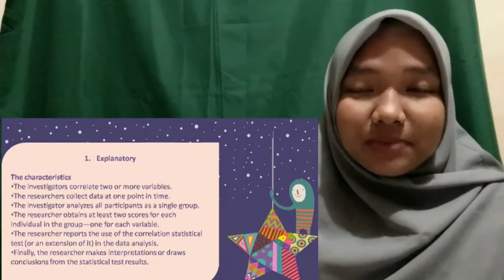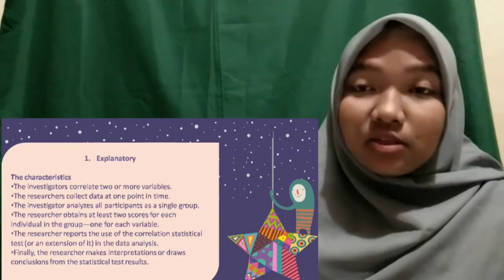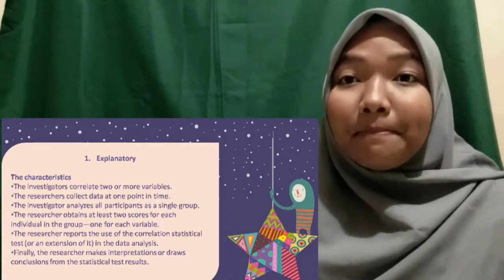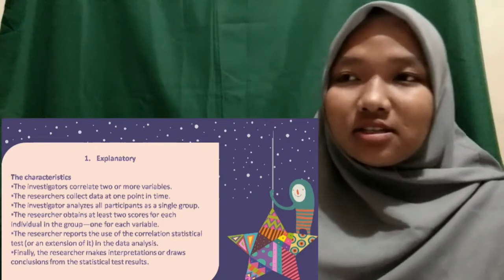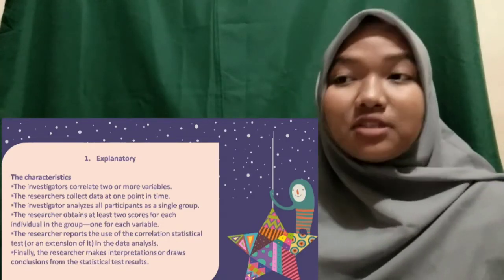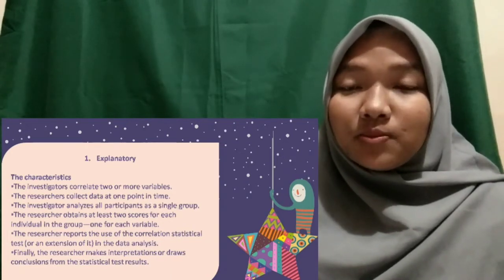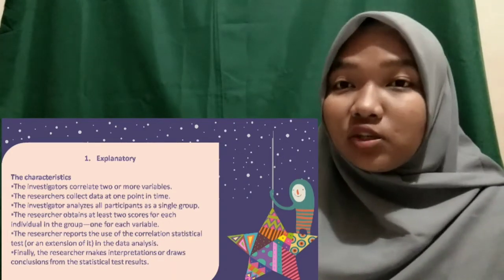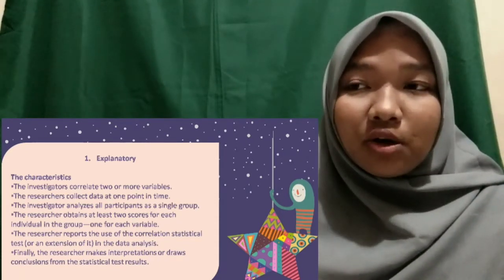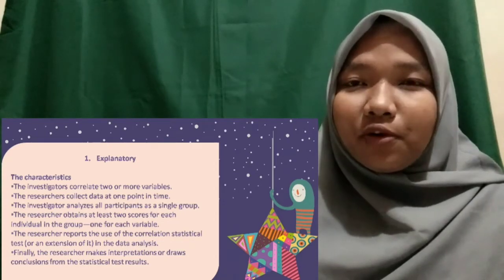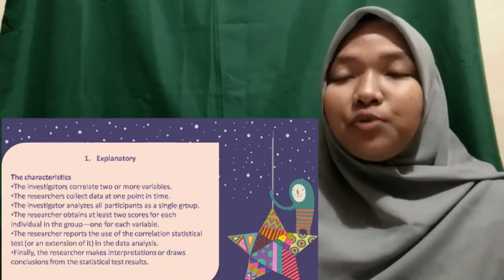For the explanatory, the explanatory is to explain the association between or among variables and the characteristics here, such as the first one is the investigators correlate two or more variables. As I said before, this explanatory sees the association between or among variables. So that means the investigator will correlate two variables or more than two variables.